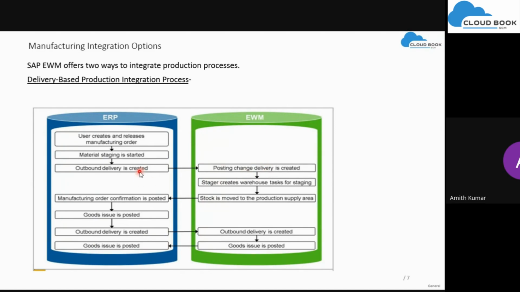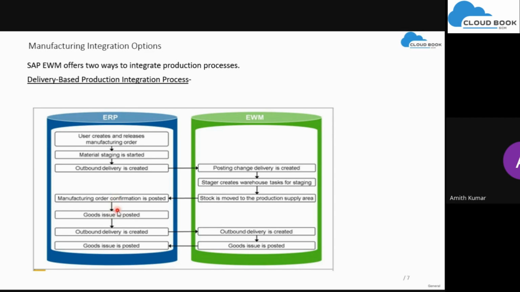So one document is now created in the ERP and distributed to EWM. Using this document in EWM, the stock will be moved, meaning a staging will be initiated. The stager creates the warehouse task for the staging, and the products will be available in the PSA. Once the products are available in PSA, it sends the information back to ERP. Then in ERP the confirmation is posted, and the goods issue is also posted.